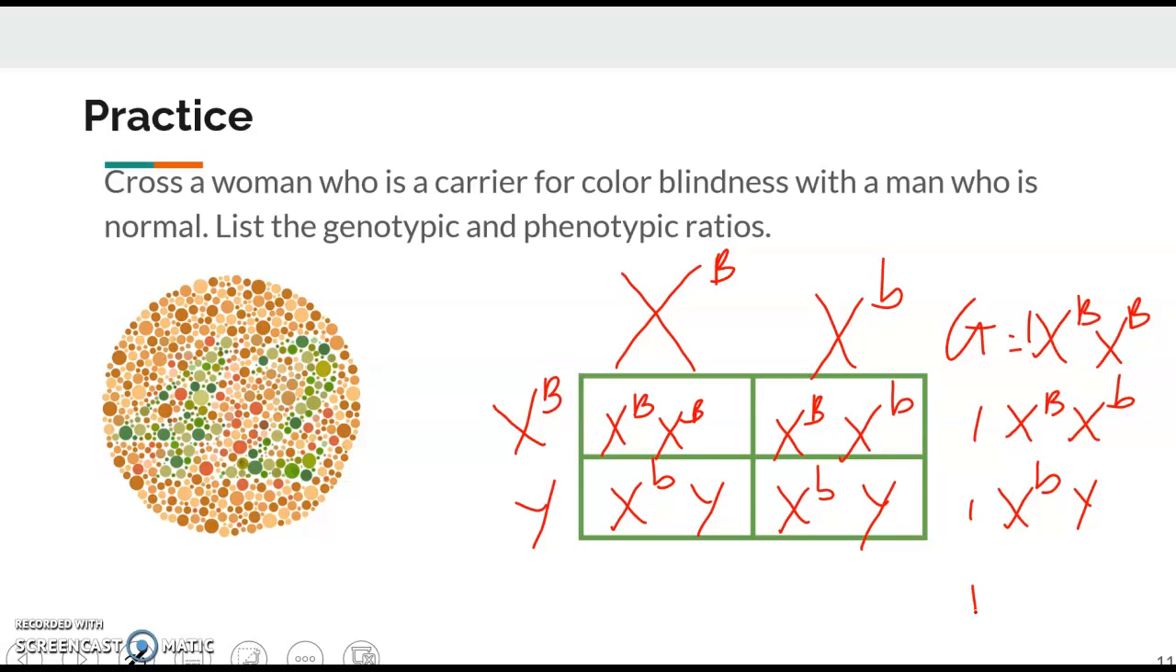Did I make an error? Yes, I did. If you're following, you'll see that I did this one wrong. This should be uppercase B. So now we've got one male who is X^B Y, and he is normal. All right, so make sure you fix this. I don't know if I can erase it.